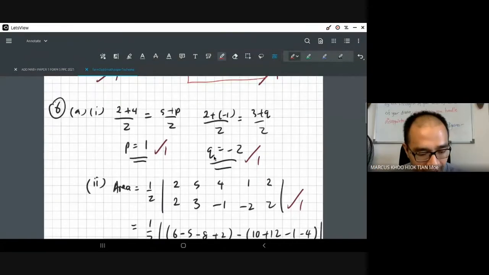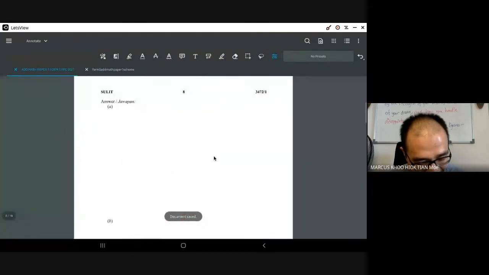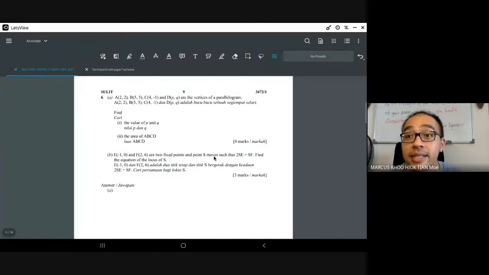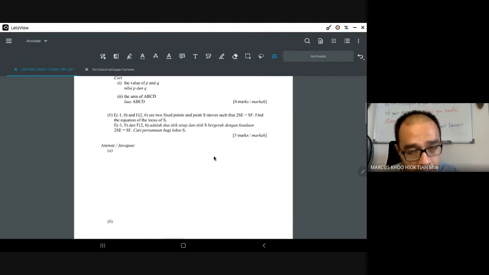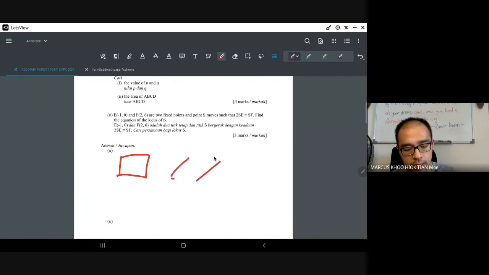Okay, so question number 6. Vertices of a parallelogram. So you have this. Find P and Q. We need to understand the parallelogram. Parallelogram is a square. No, it's a rectangle. The original rectangle, right? That got slanted. So it becomes like this.